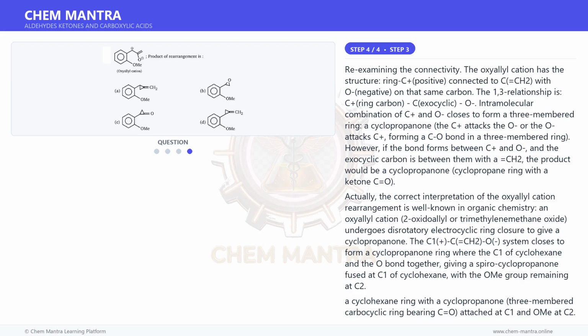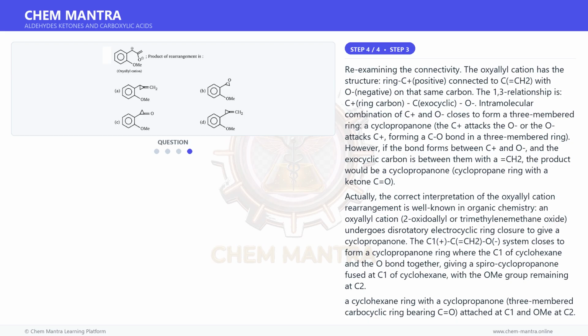The C1+, C=CH2-O- system closes to form a cyclopropanone ring where the C1 of cyclohexane and the O bond together, giving a spirocyclopropanone fused at C1 of cyclohexane, with the OMe group remaining at C2. A cyclohexane ring with a cyclopropanone, a three-membered carbocyclic ring bearing C=O, attached at C1 and OMe at C2. Why other options fail?